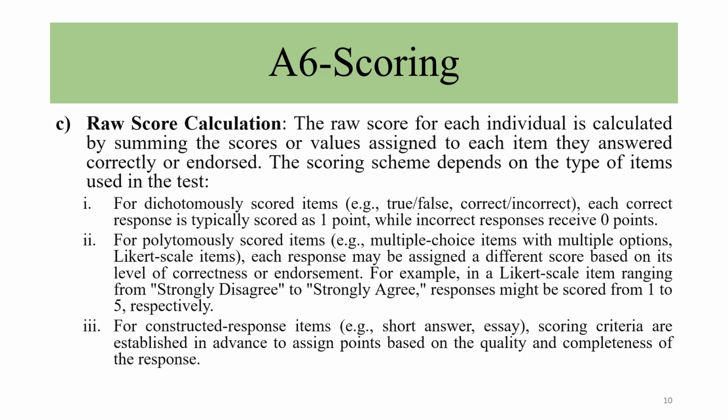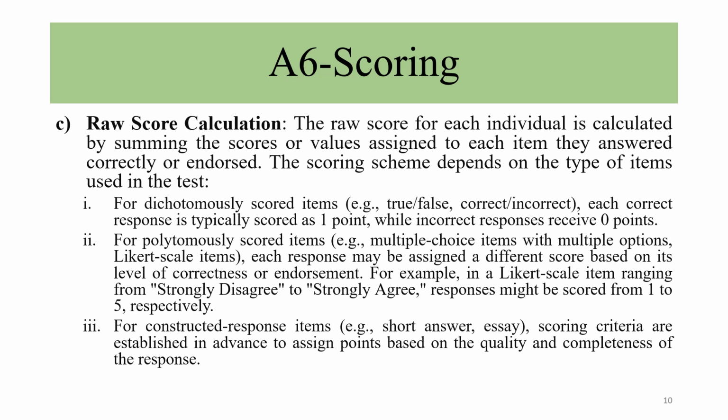And the third part is the raw score calculation. The raw score for each individual is calculated by summing the scores or values assigned to each item they answered correctly or endorsed. So we usually talk about the marks they got in the admission test, in the final test, in the physics test, in the chemistry test. That is the raw sum of the scores. The scoring scheme depends upon the types of items used in the test.